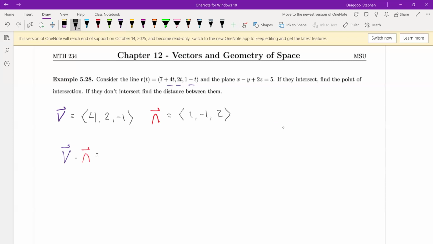But if I take that dot product, I get 4, -2, and then -2 again, which is 0. So that 0 means that these things are parallel.